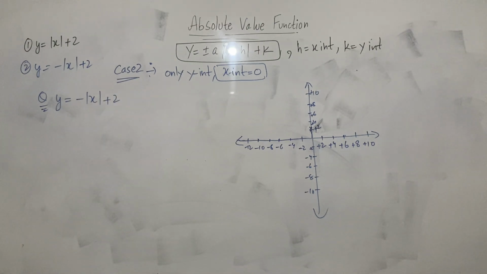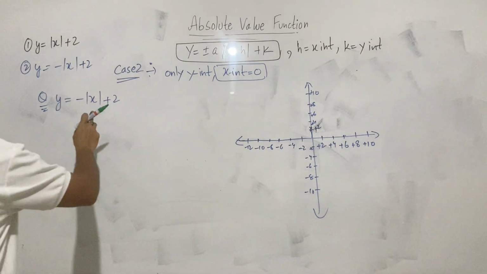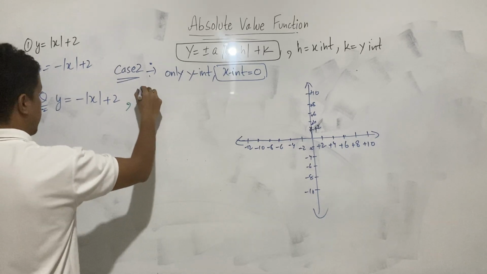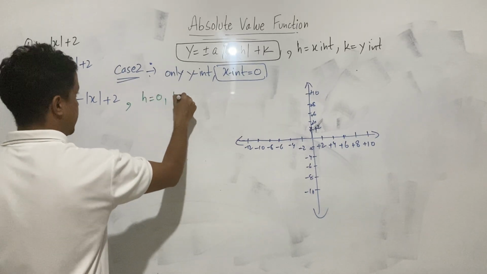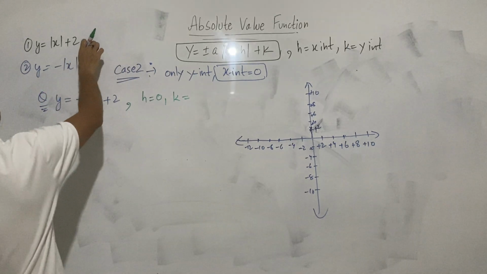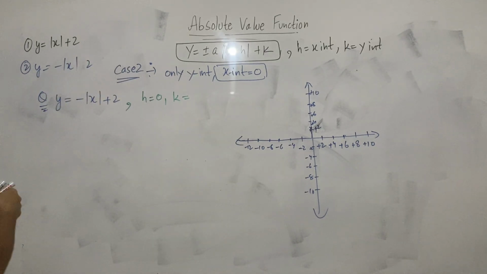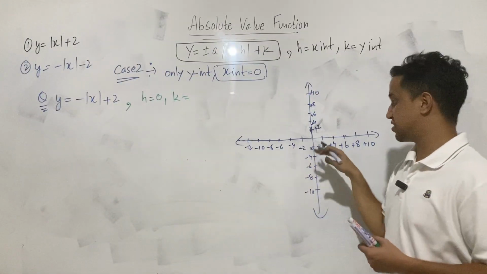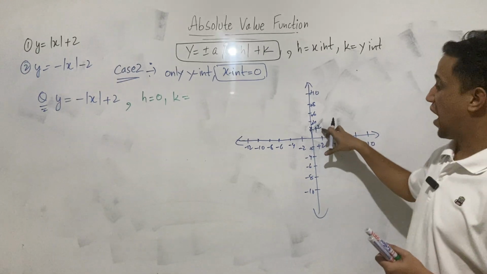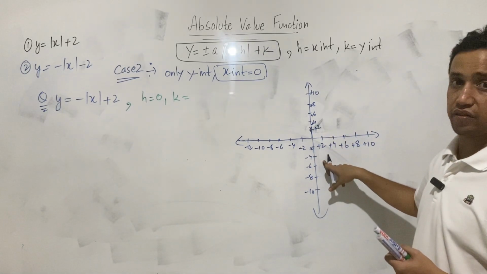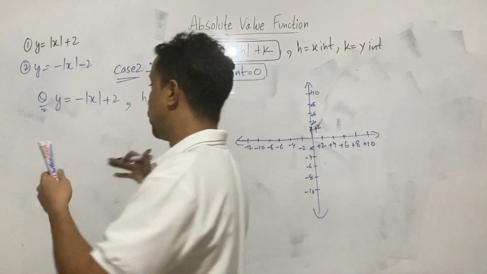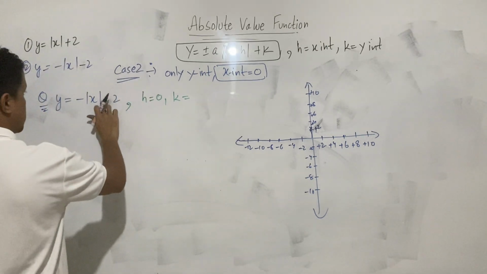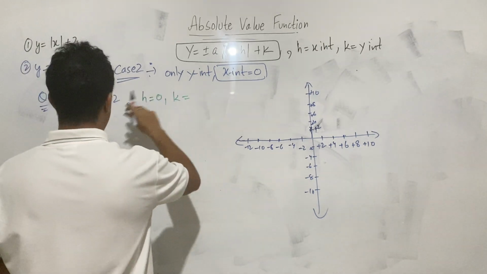Now if I compare this equation with this one, here I can see that I have h as 0 and k. This time I will take k as negative 2. Why? Because you will have more clarity, because we are going to discuss the separate case where my y-intercept is below the x-axis. In that case it will expand your horizon. So k is minus 2.